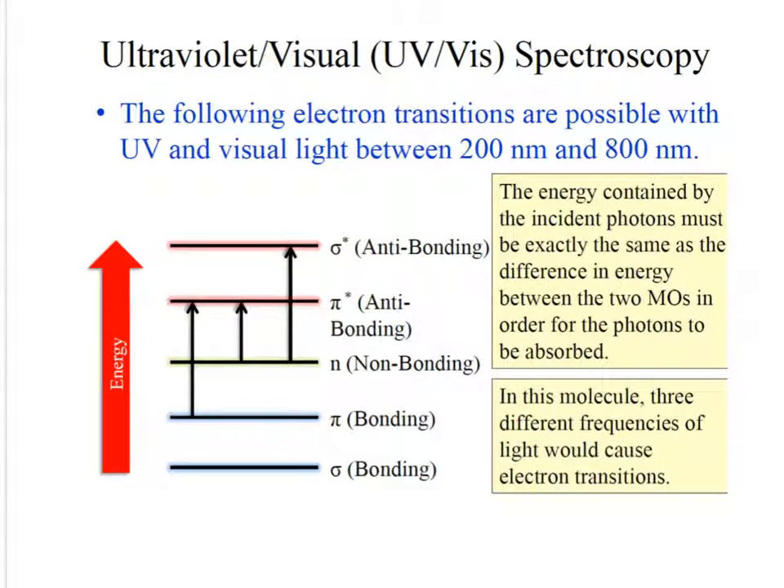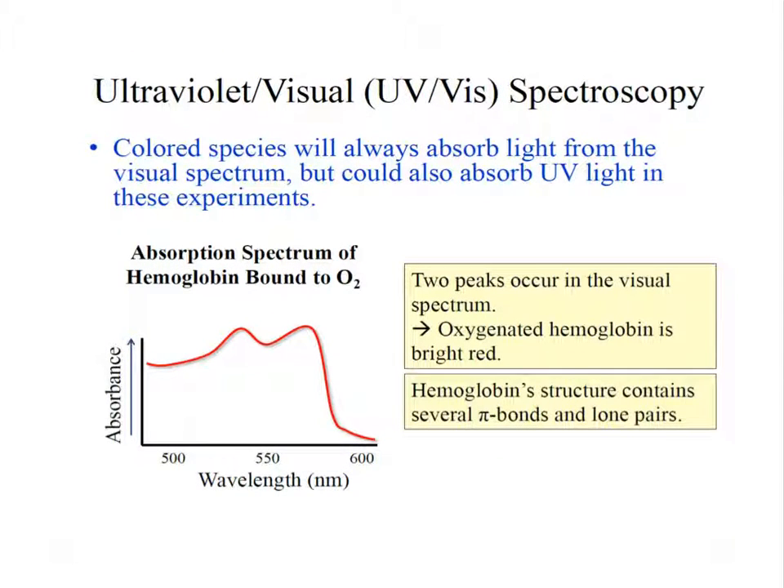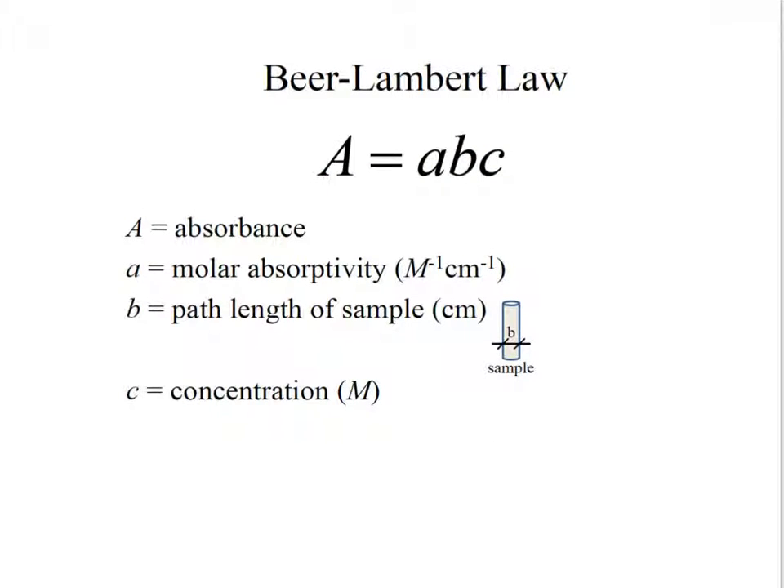The energy contained by the incident photons must be exactly the same as the difference in energy between the 2 molecular orbitals in order for the photons to be absorbed and promoted to higher energy. Colorless species can only absorb UV light between 200 and 400 nanometers in these experiments. Any colored molecule can be used in UV-Vis spectroscopy experiments because they will absorb light from the visible spectrum. All right, Beer's law.